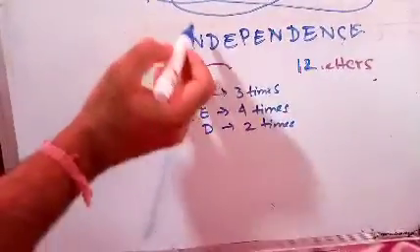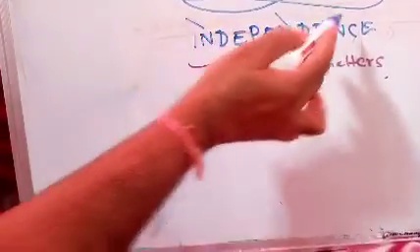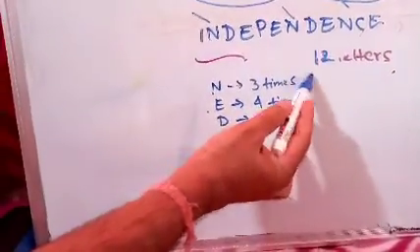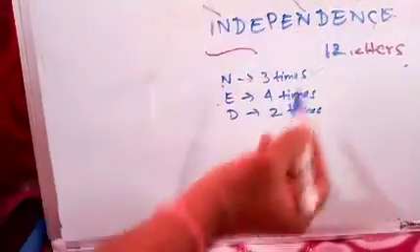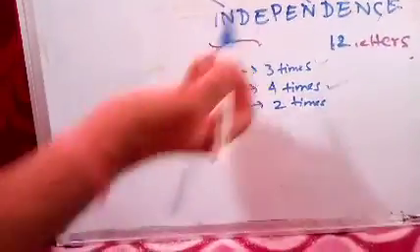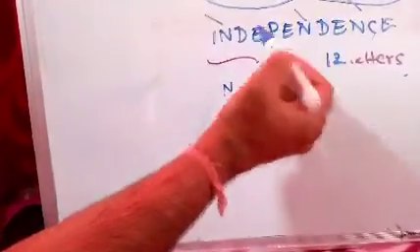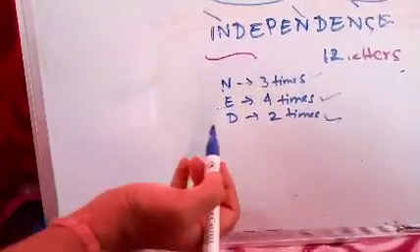Of the 12 letters, how many N are there? 1, 2, 3. So N is repeated 3 times, right? E: 1, 2, 3, 4. So E is repeated 4 times. And D, how many D are there? 1, 2. So D is repeated 2 times.